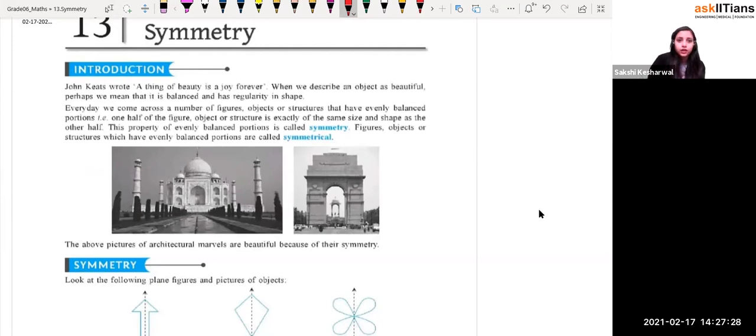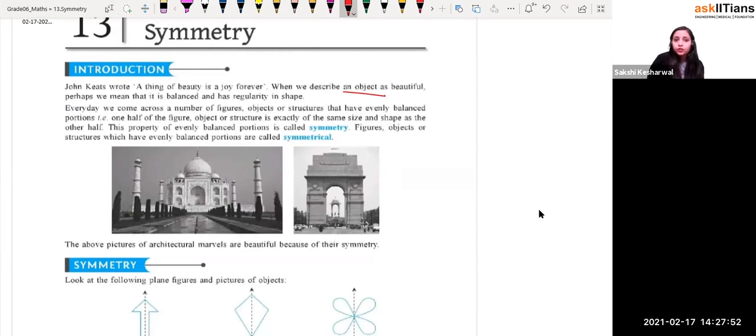John Keats wrote, a thing of beauty is a joy forever. When we describe an object as beautiful, perhaps we mean that it is balanced and has a regularity in its shape. If anyone says you're beautiful, we think she's perfect, good in everything. Every day we come across a number of figures, objects or structures that have evenly balanced portions.